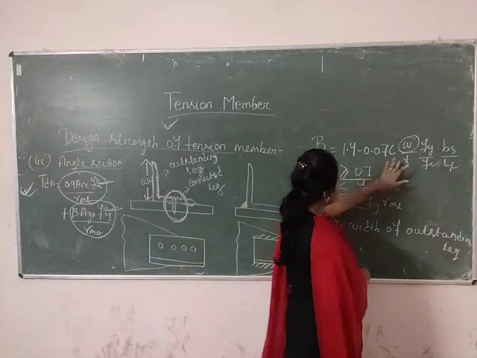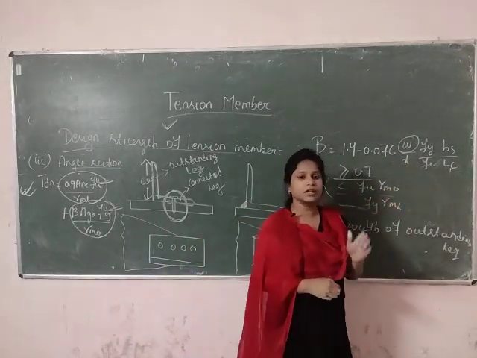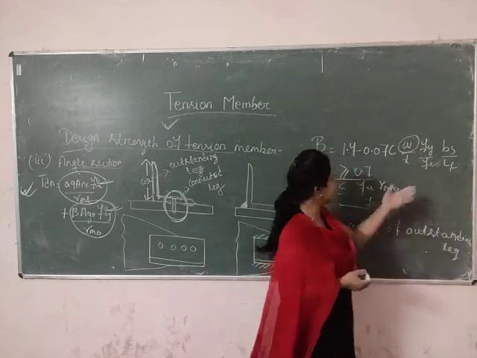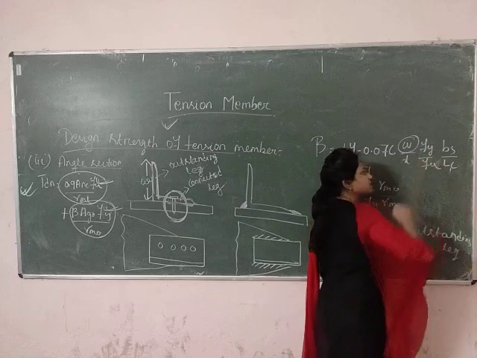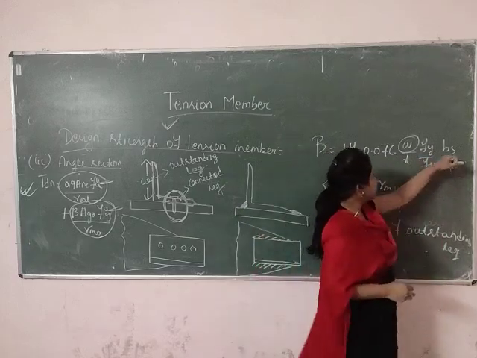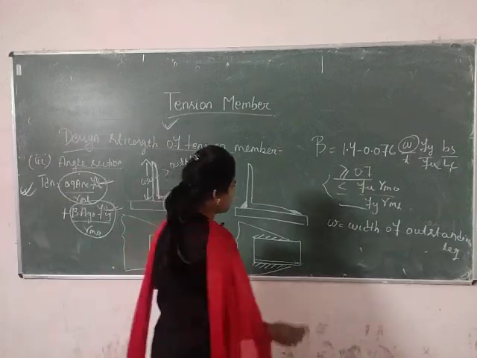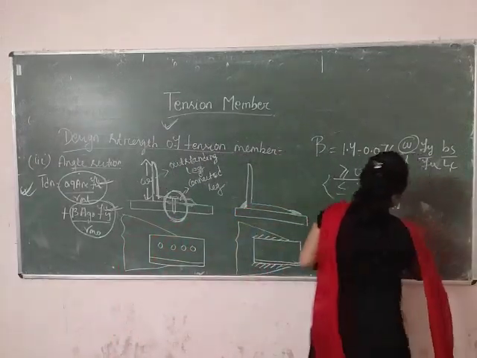Okay, then next come to T. T is the thickness of the angle section. Then Fy is the yield stress of the material, Fu is the ultimate tensile stress of the material. Then next come to Bs. Okay, so Bs is the shear lag width.